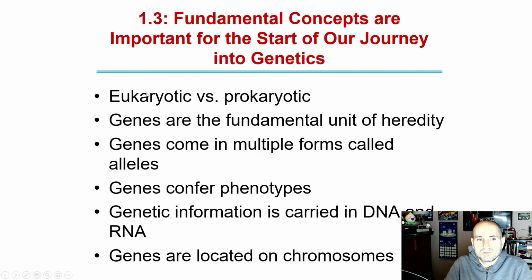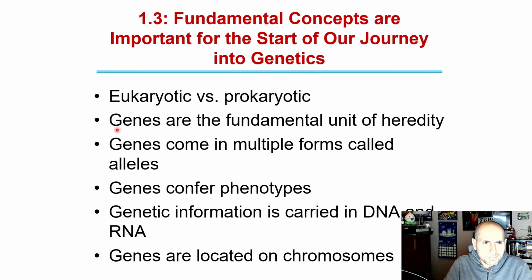What's eukaryote versus prokaryote? Remember, we learned this in 1406. Eukaryotic cells possess a nucleus. They possess membrane-bound organelles. Prokaryotic cells do not possess a nucleus. Instead, they have what's known as a nucleoid, and they do not have membrane-bound organelles. There's one domain of life which consists of eukaryotic cells, and that's Eukarya. And there are two domains of life that consist of prokaryotic cells, and that's the Bacteria and the Archaea.